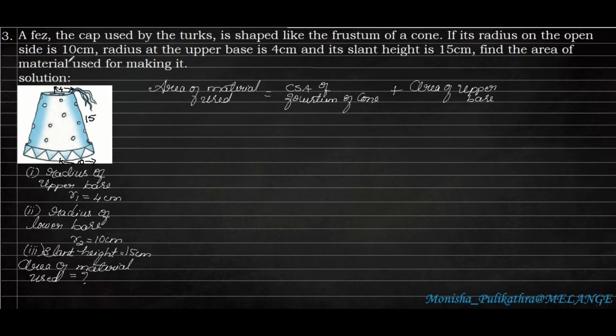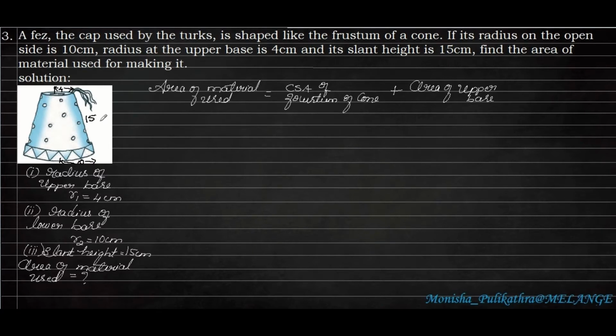Moving on to the third problem. A fez. Fez means it's a cap used by Turks. You might have seen in some of the movies people using this type of cap. It is called a fez, which is a cap used by Turkish people, Turks. It's in the shape of a frustum of a cone. So this cap is in the shape of a frustum of a cone.